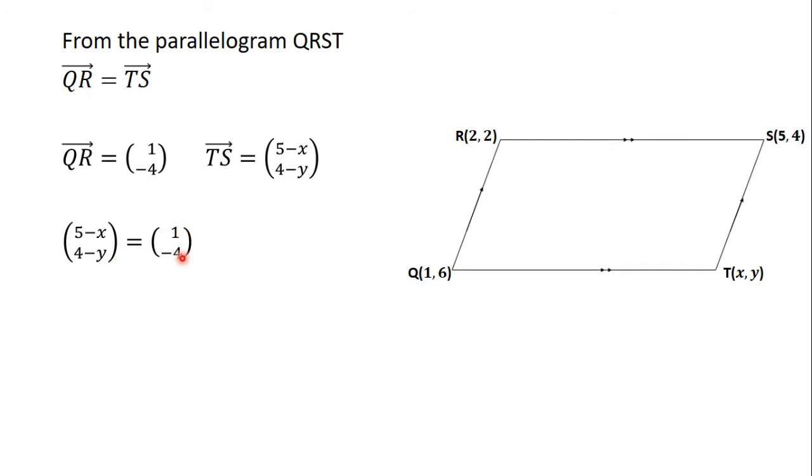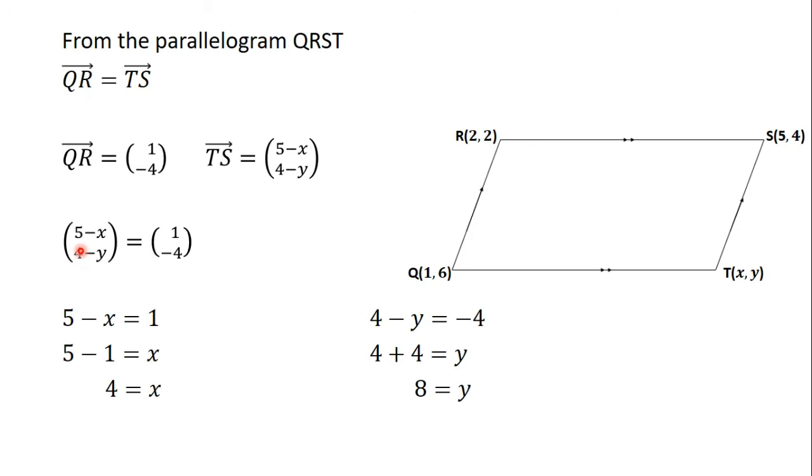From equal vectors, we know that the x component here, which is 5 minus x, is equal to the x component here, which is 1. So 5 minus x is equal to 1. From linear equations, we make x the subject and we find x to be 4. In the same way, 4 minus y is equal to minus 4. We make y the subject and we find y to be 8. So we have been able to find x and y.